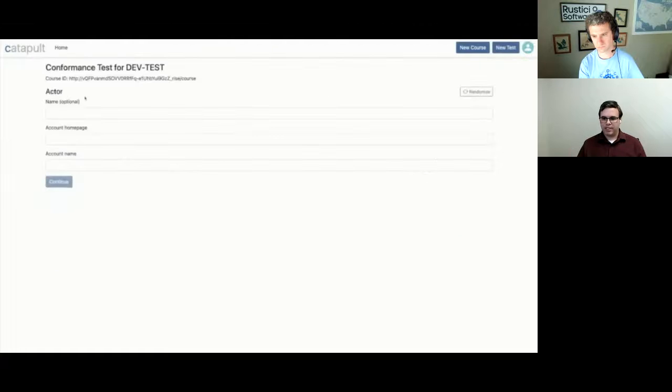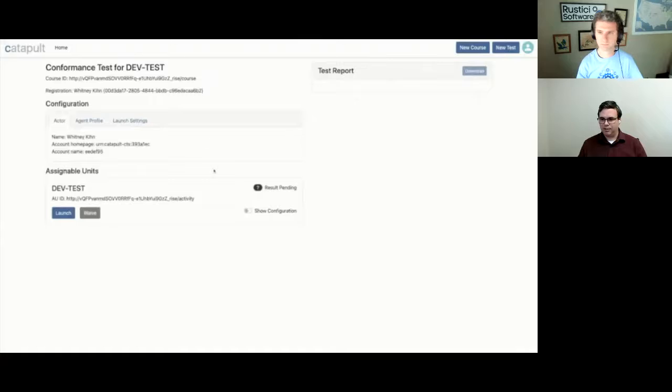From here, we'll start a test. You'll have to get an actor going first. We love this randomize button. We put in a bunch of crazy great names. If you need to do something specific for long-term tracking, put your own explicit actors in there. That's fine. From there, the main testing view will give you the AUs you can launch.